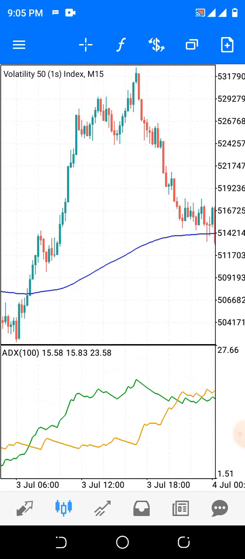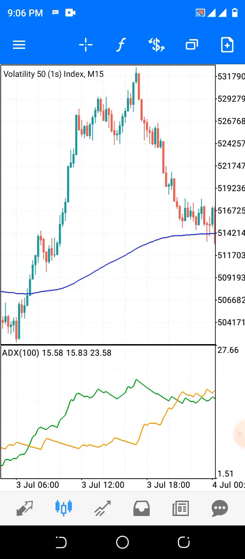If it is a buy signal, the candlestick must be above or close above the moving average. Do you understand? For a sell signal, the conditions are: first, there must be a crossing in the ADX, the yellow line must be above, and the candlesticks must be below or close below the moving average.